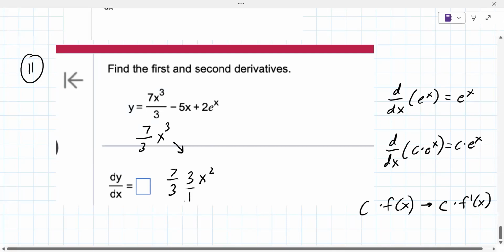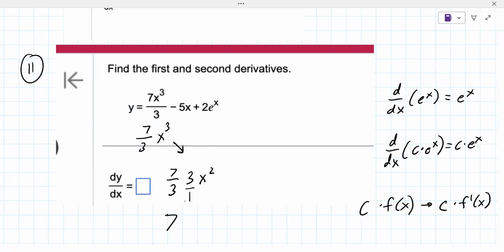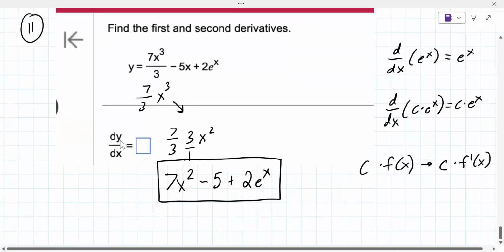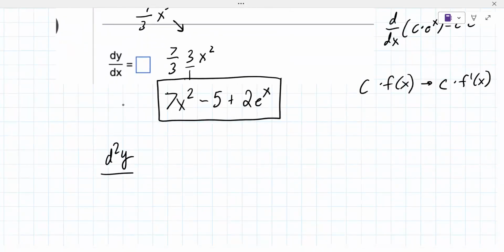Would it be 7x squared minus 5 plus 2 to the x? That is your first derivative. Good. So from here, why don't you try your second derivative? Would it be 14x plus 2 to the x? Yes, that's your final answer on that. Good.